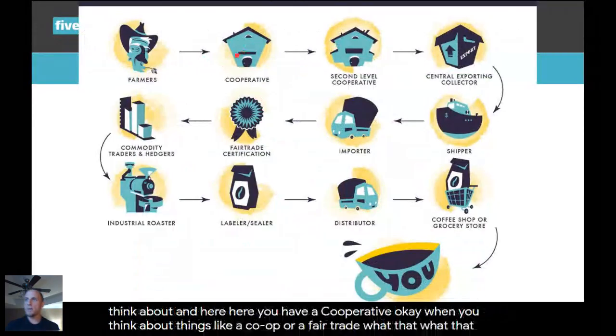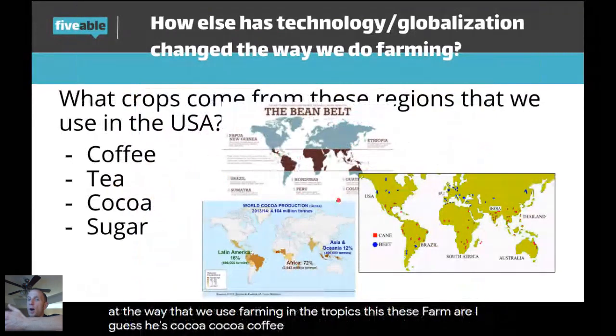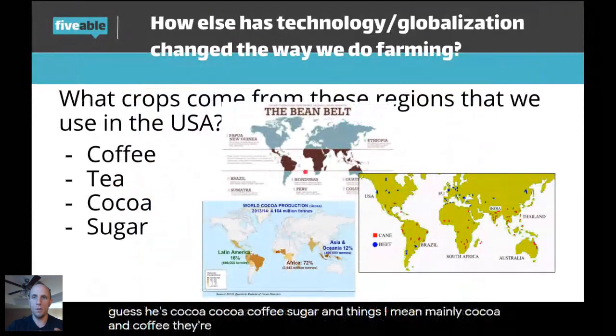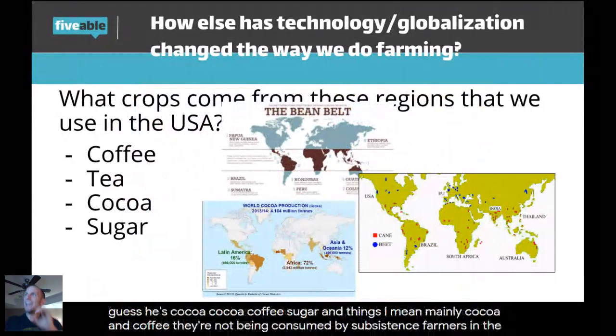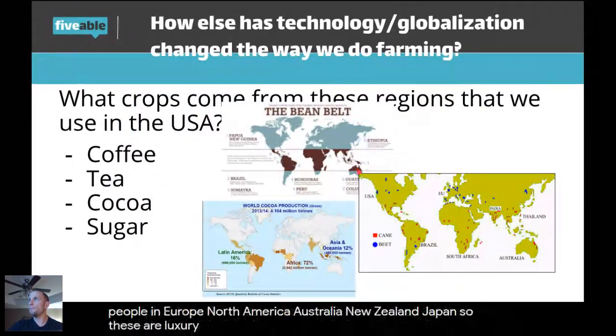One thing I should have put in here is the way that we use farming in the tropics. These cocoa, coffee, sugar, mainly cocoa and coffee, are not being consumed by subsistence farmers in the countries that are producing them. Quite the opposite, actually. These countries are producing these goods so that they can sell them to rich people that have the money to buy them. When I say rich people, I mean people in Europe, North America, Australia, New Zealand, Japan. So these are luxury crops, all right?